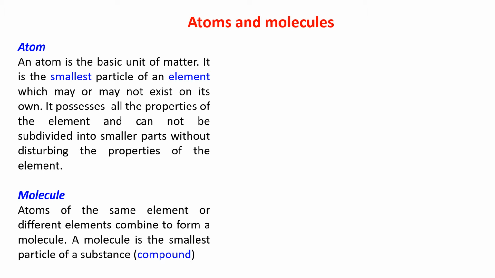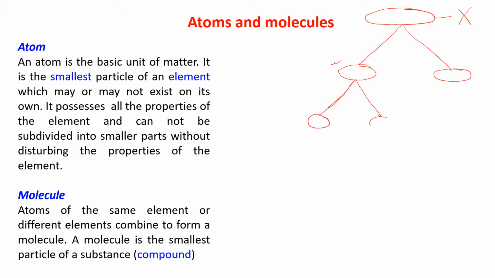See here, suppose I am having an element. Suppose the name of the element is X. Now I want to divide it into two parts. I am dividing it into two smaller parts. I am getting two smaller parts which have all the properties of the element X, because I have just divided it into two parts. Now take only one part and again subdivide it into two parts. You are getting two smaller parts.